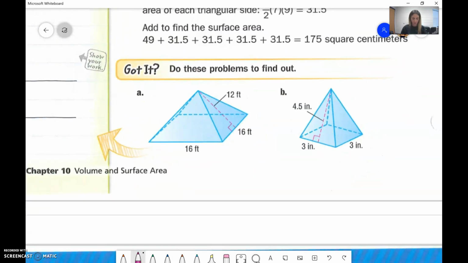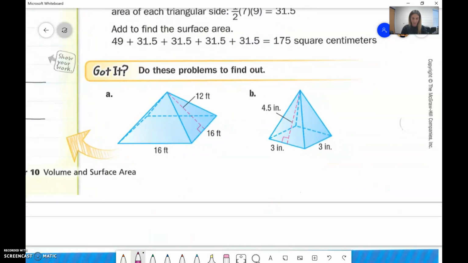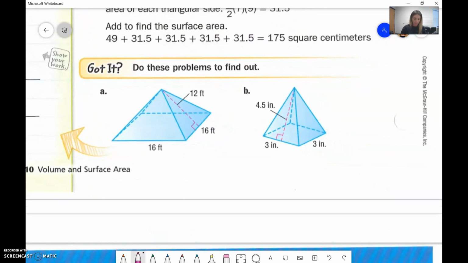I hope I have enough room. I'll kind of work down here. You might want to work up over on the side on the green. I'm going to work down below so that I can see the numbers better. So let's take a look at A. Let's do our base first. Our base right here is going to be the bottom part. It is 16 by 16. So therefore, we basically have a square. So we're going to take 16 times 16 because we're finding the surface area. And 16 times 16 is 256.